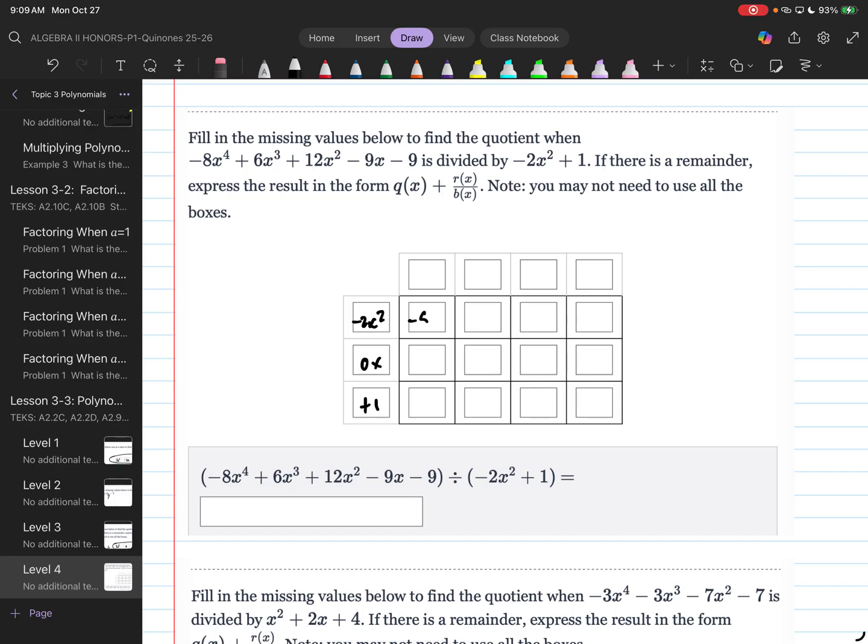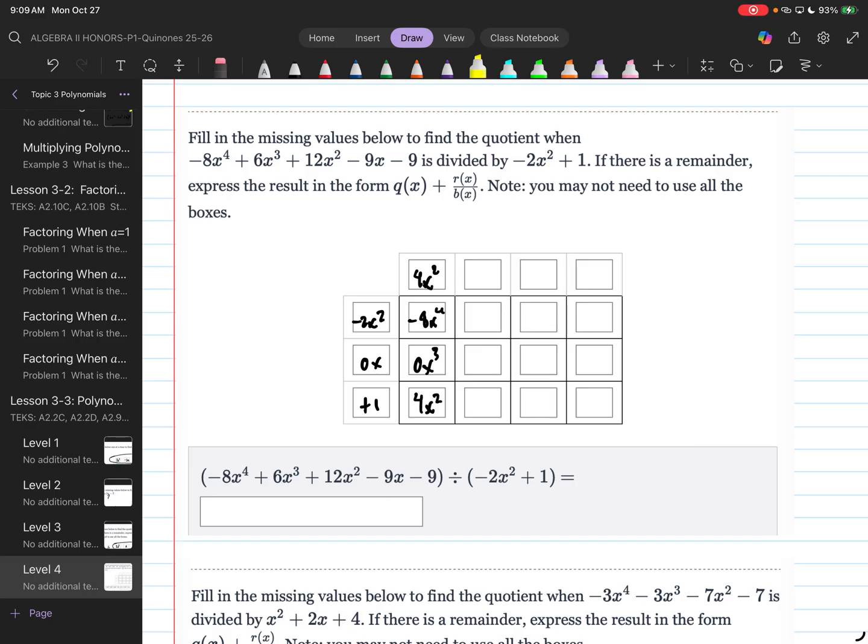Okay, I know that this has to be negative 8x to the 4. The only way that this works, so what times negative 2x squared will give me negative 8x to the 4? That is 4x squared. 4x squared times 0x gives me 0x cubed, right? I still want to add the exponents. It's going to be helpful. Okay, and then this turns into 4x squared.